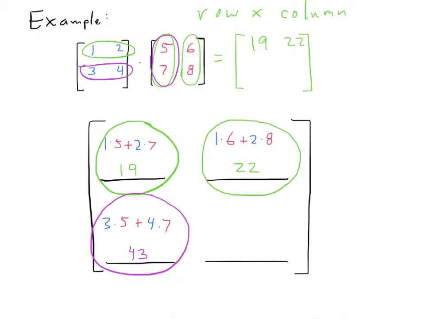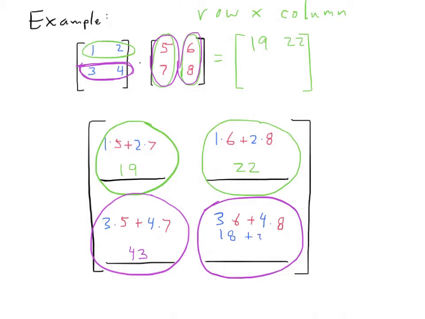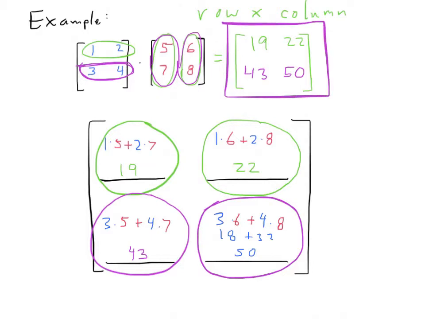And then for my last entry here, this one that's in the second row and second column, if I multiply the second row and second column, we should find that we're going to have 3 times 6 plus 4 times 8. So this ends up being 18 plus 32, which is 50. So if I bring these numbers up, this one here's a 43, this one's a 50, and that's it. I mean, that's matrix multiplication.